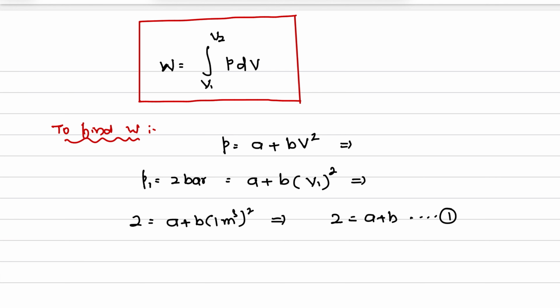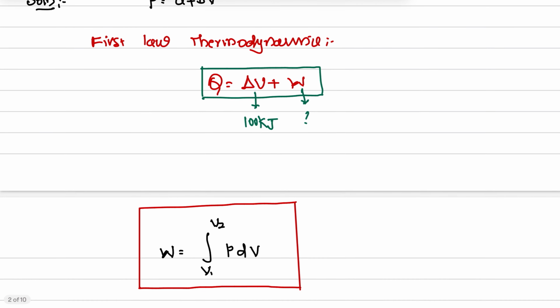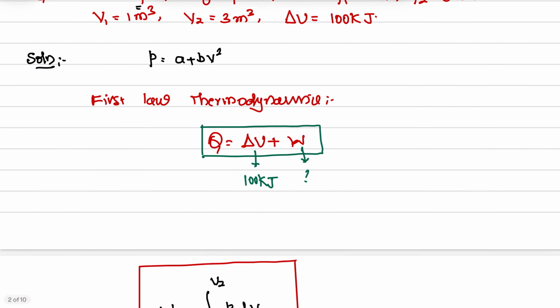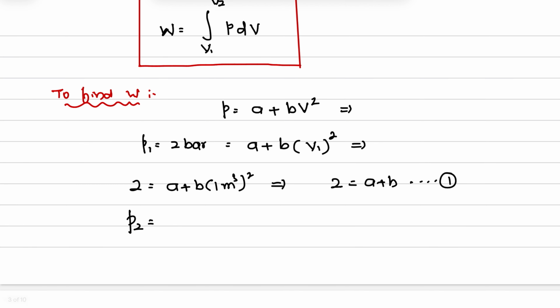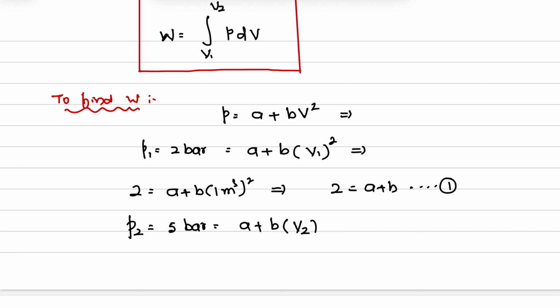Now, next, P2 is equal to how much? We should not make a mistake here. P2 is equal to 5 bar. That is equal to A plus B into V2 square, that is A plus B into 3 square. That implies A plus 9B is equal to 5. That is the second equation.